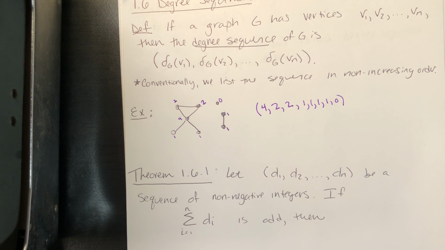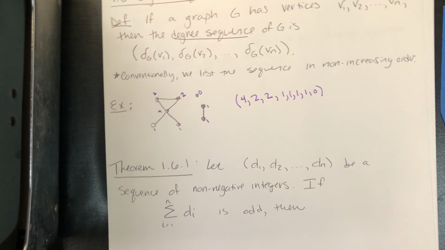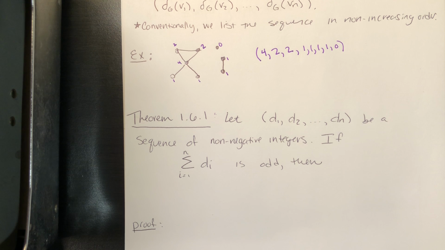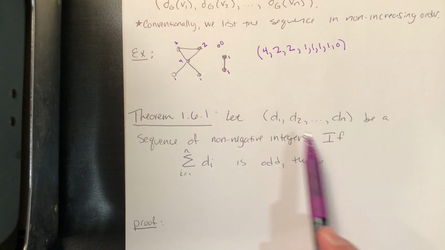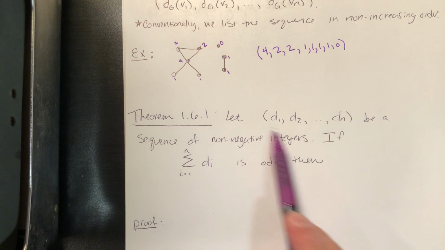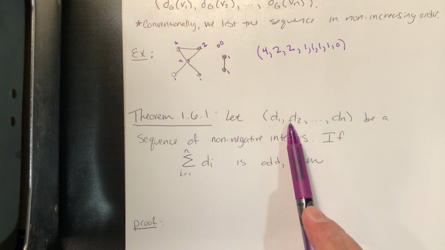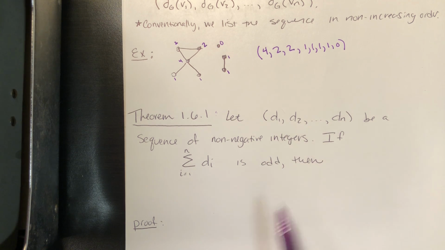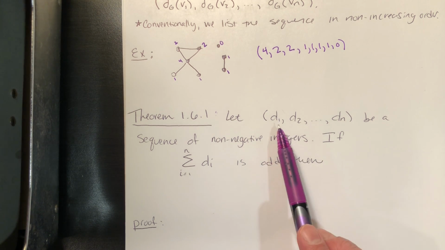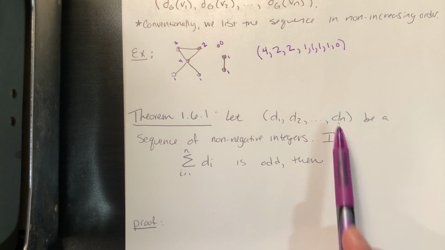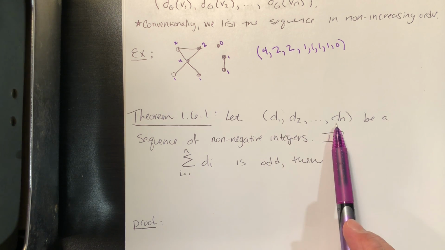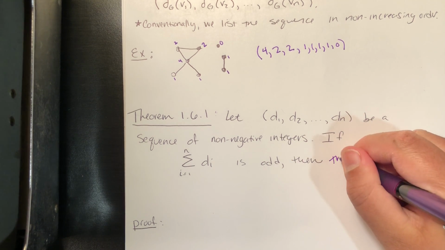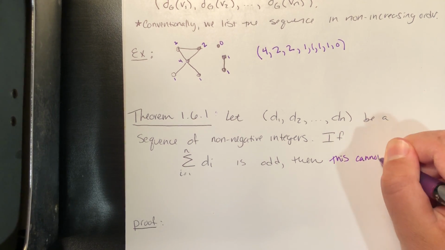And we can use that to prove a result about whether or not a particular sequence could be the degree sequence for a graph. So if we let d1 through dn be some sequence of non-negative integers, and if we know that when you add up all the entries in this sequence, I shouldn't call it a degree sequence because it's not necessarily for a graph yet, and you get a sum that is odd, well then it couldn't possibly be the degree sequence of a graph. Then this cannot be the degree sequence of any graph.